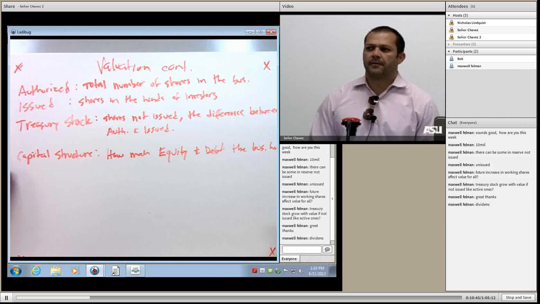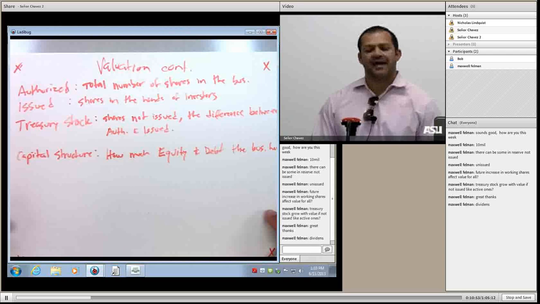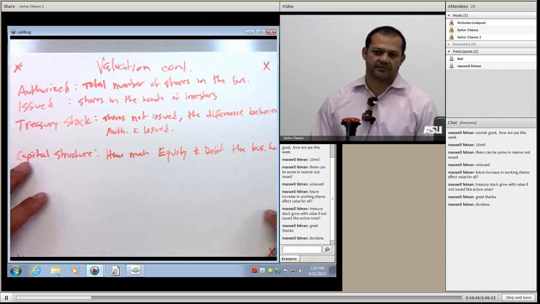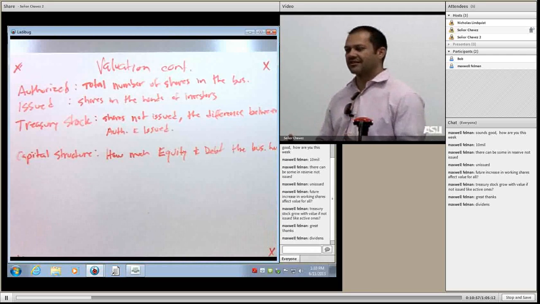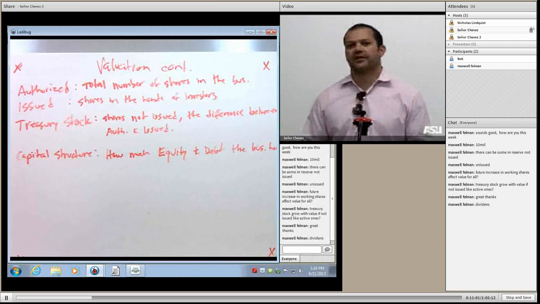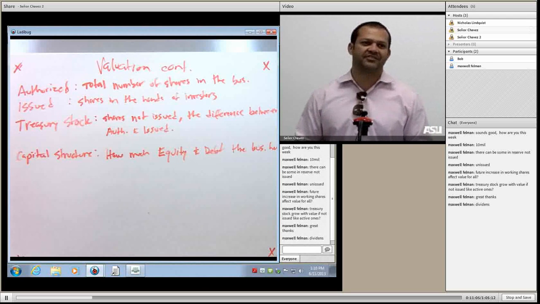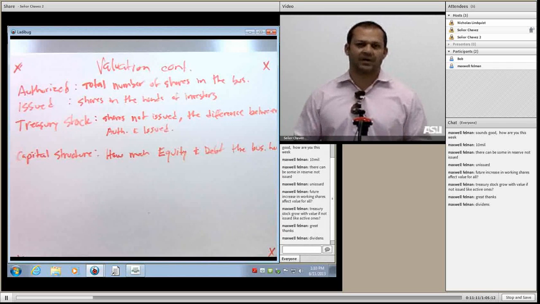So it's important to recognize, just like you as an individual, how much income do you have? How much debt do you have? With a business, it's a little bit different. How much equity is out there and how much debt do you have? And this plays a significant role in getting additional loans. What's your debt to equity ratio?